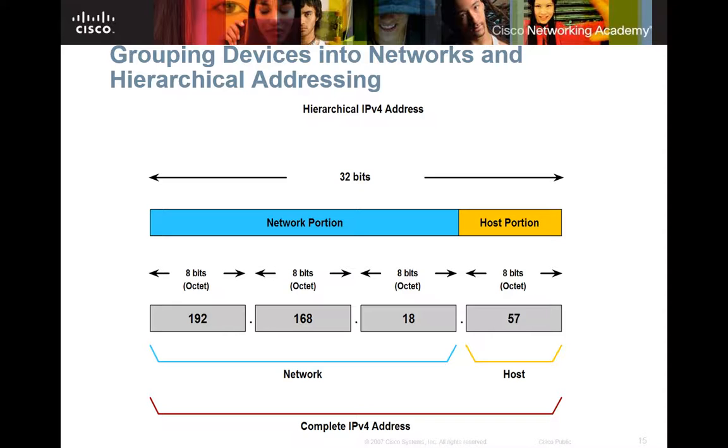So in the same regard, we have what we call the network portion and a host portion. All right? Using the 192.168.18.57 IP address, the 192.168.18 represents our network portion. Where am I connected to? That would be your physical address of the 192.168.18, which would say, here's the router I need to come into. That's where your physical router address is.